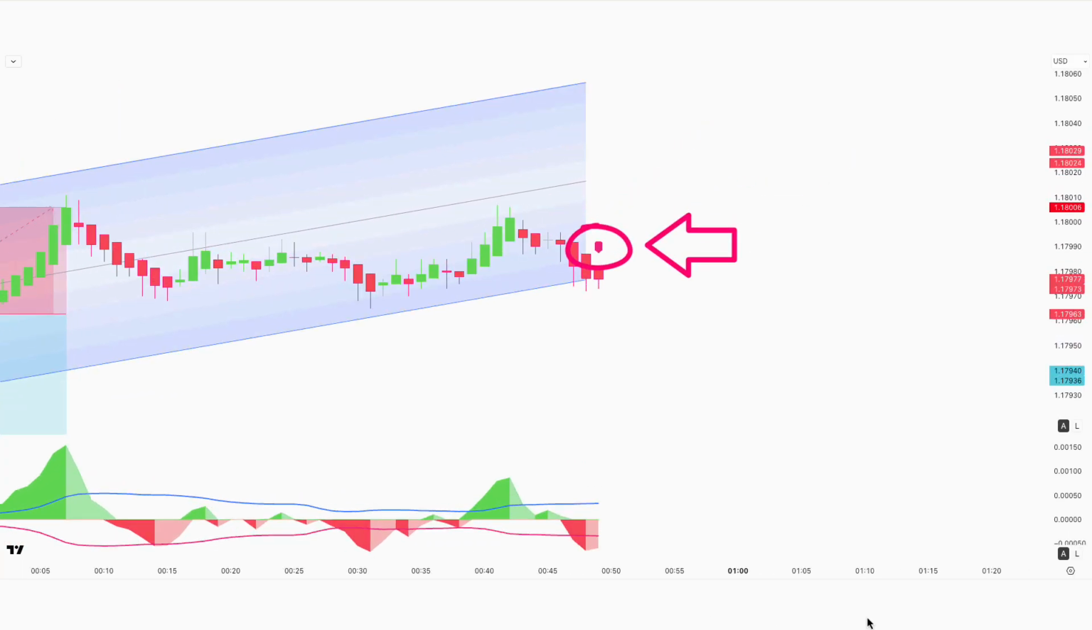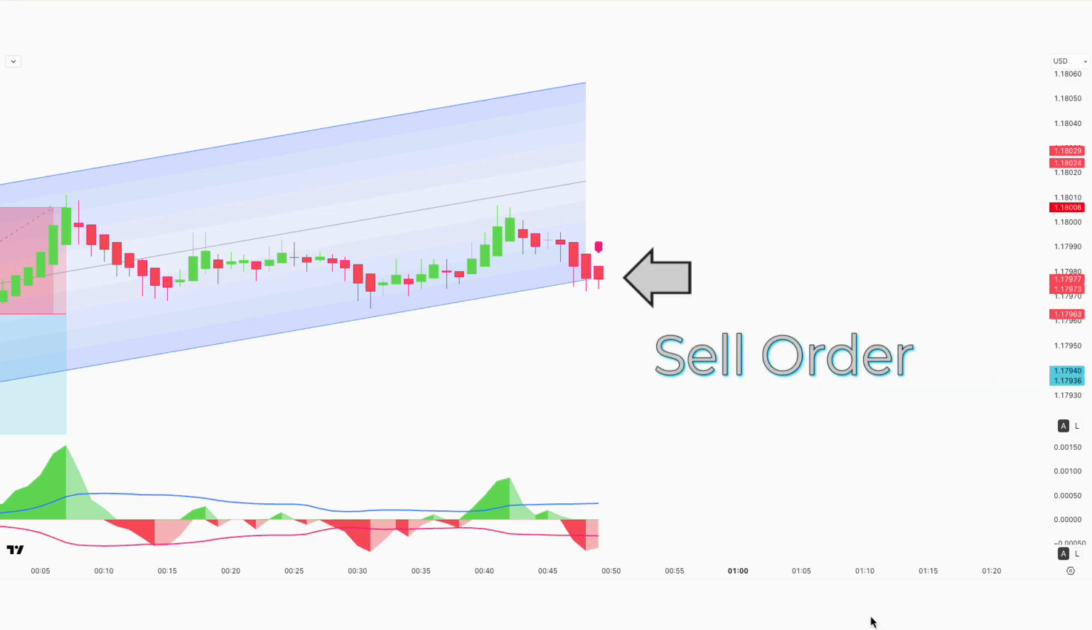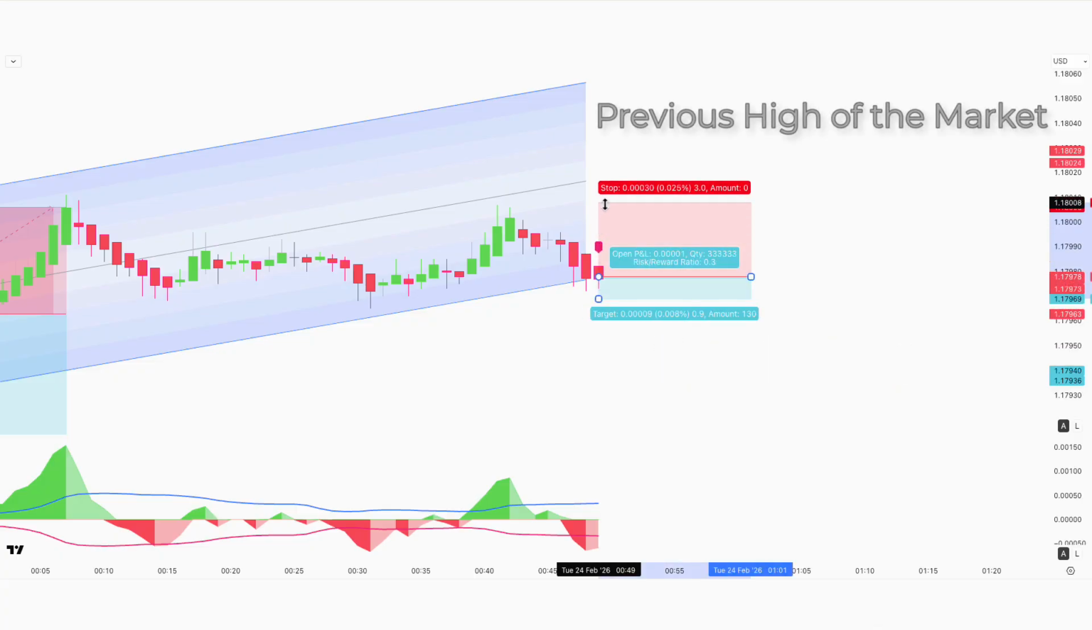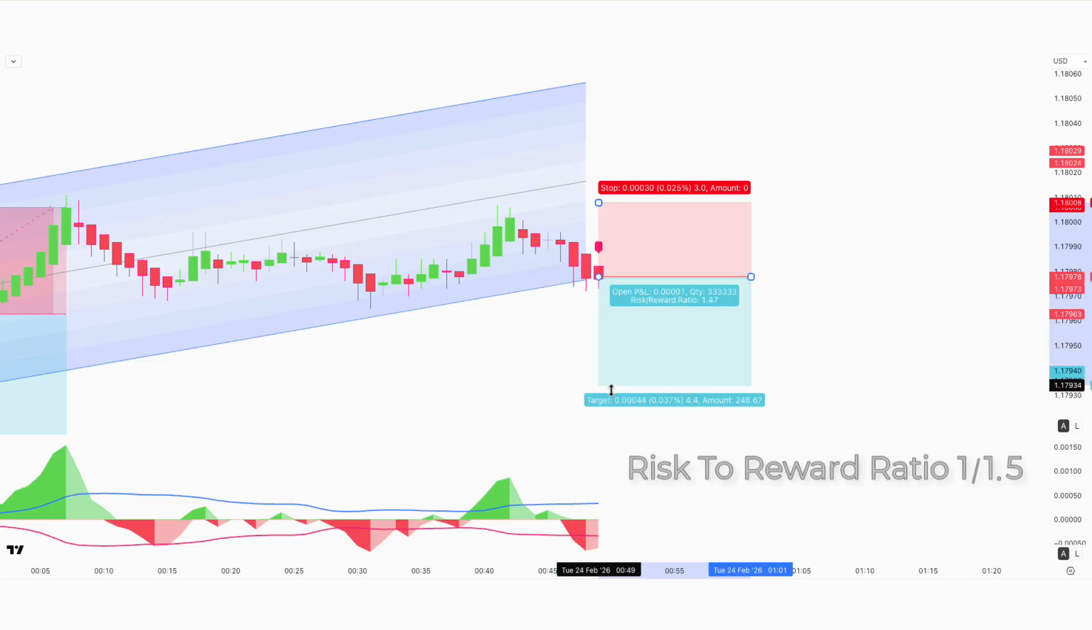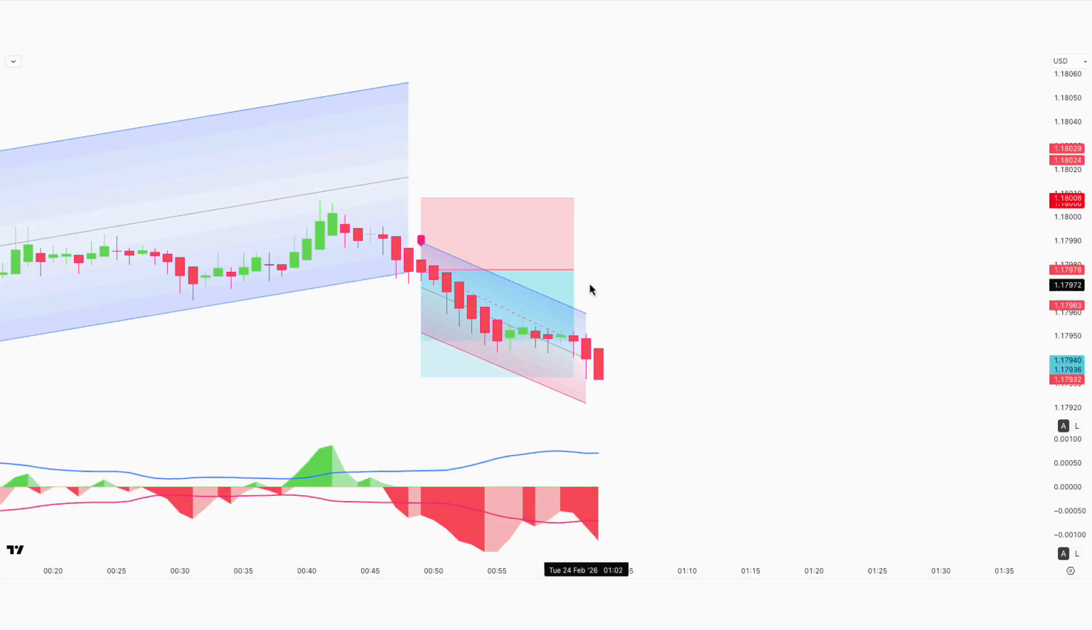Here, the segmented regression label of this indicator is a sell signal. Here, the Waddah Attar indicator is a red area. Here, the market has made a bearish candle to give confirmation. So all our conditions are being fulfilled, so we are placing an order to sell. Our stop loss is to be placed at the previous high of the market, and the risk-to-reward ratio will be 1:1.5. Let's see what happens to our trade. Our trade is running in profit. We have won the trade.